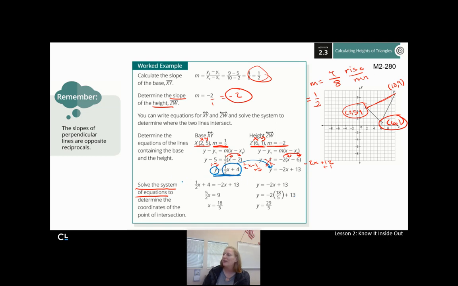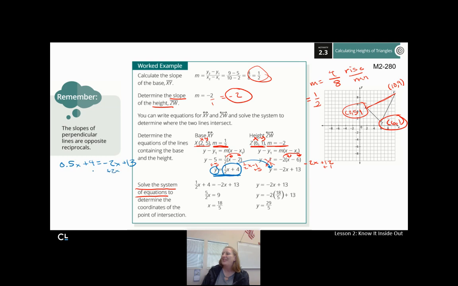So that's what they did: 1/2 x plus 4 equals -2x plus 13. Yay us. And now it's a matter of working it out. They did it as fractions. I'm not going to lie, I would have done this as a decimal. So I would have changed that 1/2 into a 0.5x, just because you guys seem to work better with decimals than fractions. If you want to leave it as a fraction, that's okay. I won't tell you no.